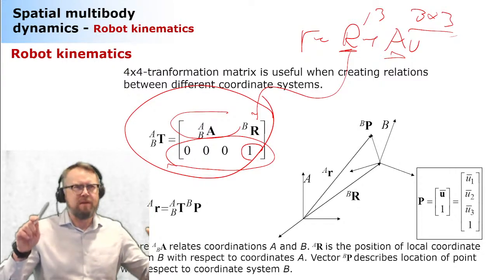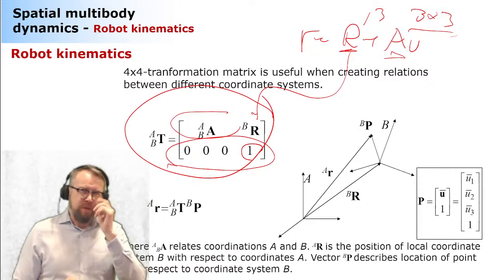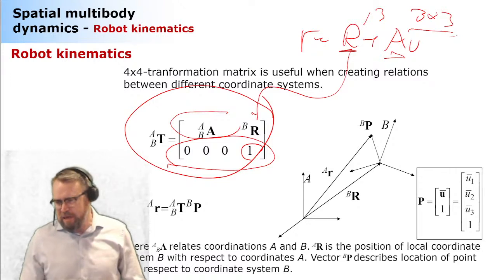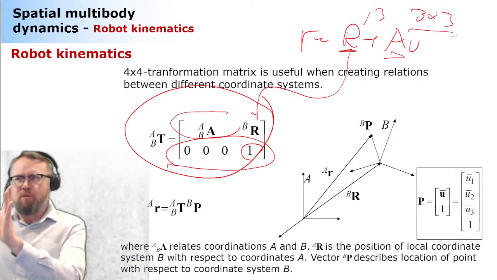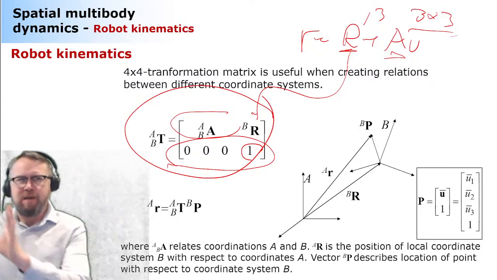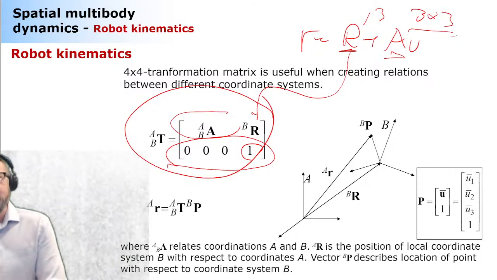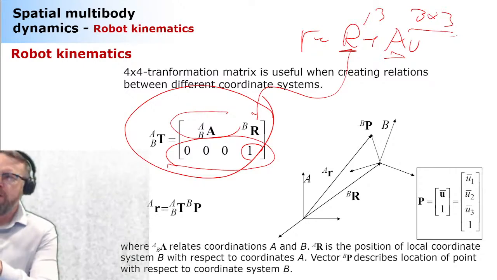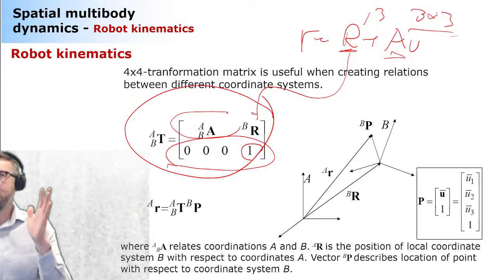And now the beauty of this kinematics is pretty much what we did in multi-body system dynamics. You can keep adding these 4x4 components together. And this is the way you can travel from one body to a second body to a third body to a fourth body, and so on and so forth. So that's what they're representing.